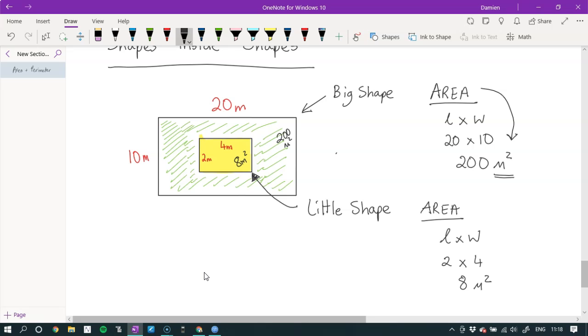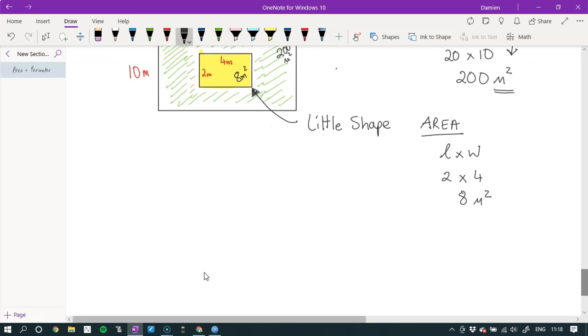So if you need to find out how much grass you need, all the green stuff in the middle, well, then you're going to take them away. So the area of grass, this is your last piece, your area of grass is going to be 200 meters squared. So it's the area of the big minus the area of the small. So it's 200 meters squared minus 8 meters squared. And that gives you a total of 192 meters squared.